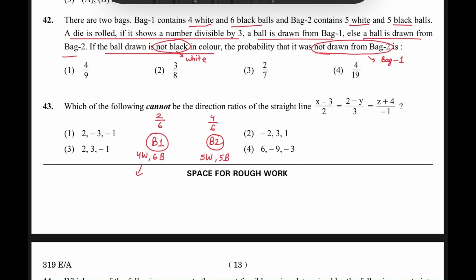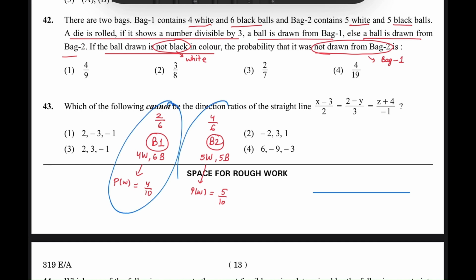Yes. So what is the probability of a white ball here? Probability of a white ball is just 4 out of 10. And what is the probability of a white ball here? It is just 5 out of 10, right? So what is the total probability using Bayes theorem? It is 2 by 6 into 4 by 10 and then 4 by 6 into 5 by 10, right? Because you can pick a white ball from this bag also and from this bag also. So you have 2 by 6 into 4 by 10 plus 4 by 6 into 5 by 10.